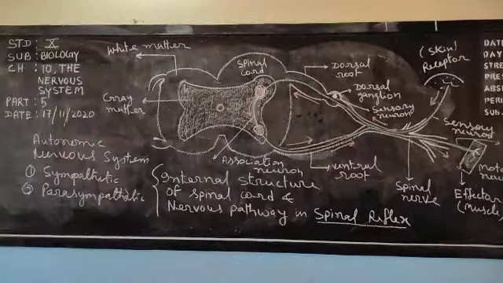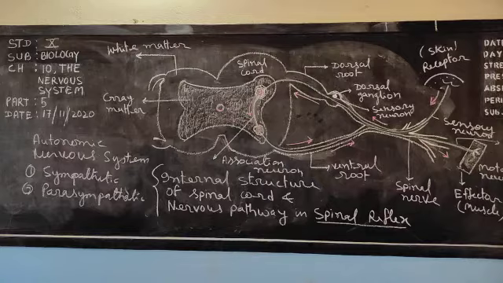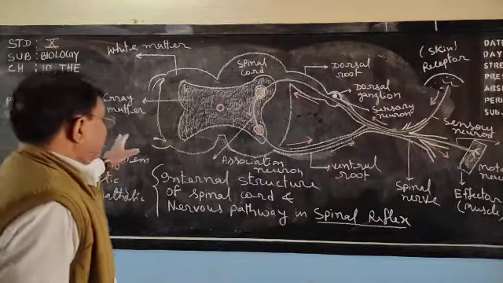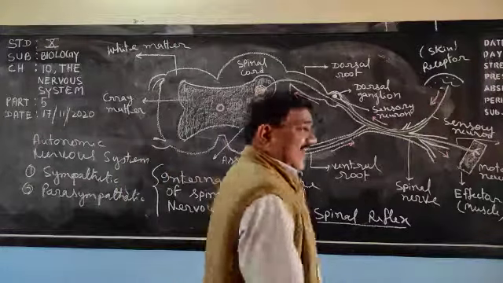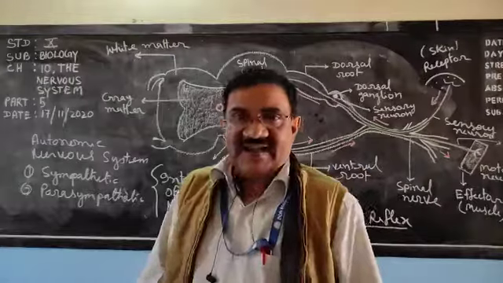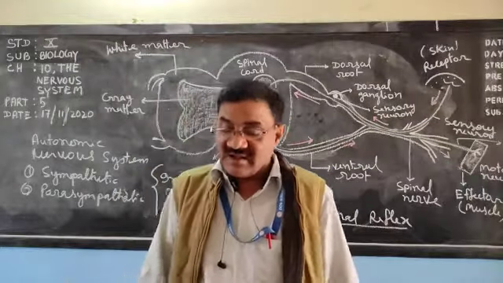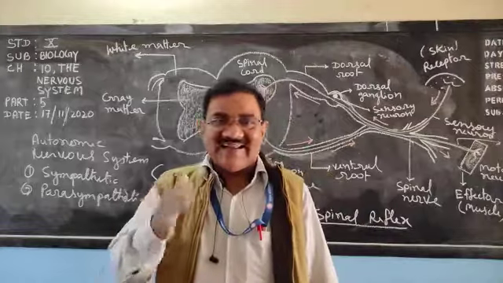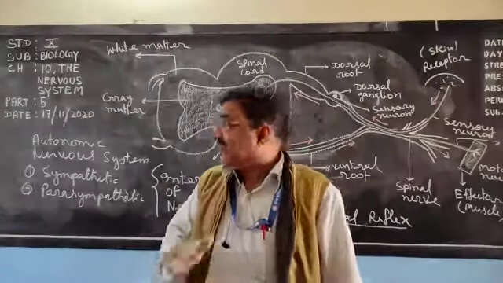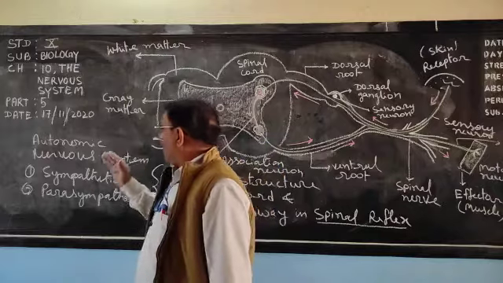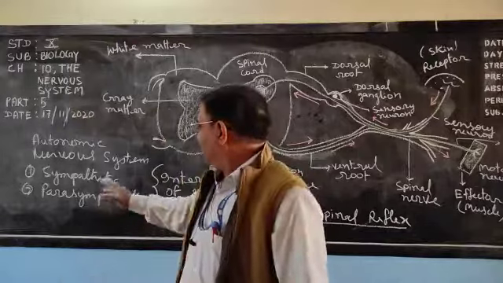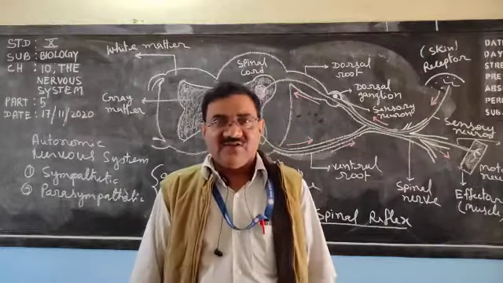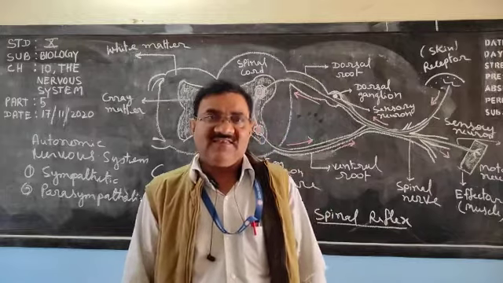So what we have discussed is the spinal cord and the peripheral nervous system, which is of two types, somatic and autonomic. Somatic is made up of two types of nerves, cranial nerves and spinal nerves, and the autonomic nervous system is of two types, sympathetic and parasympathetic. So in this video only this much.